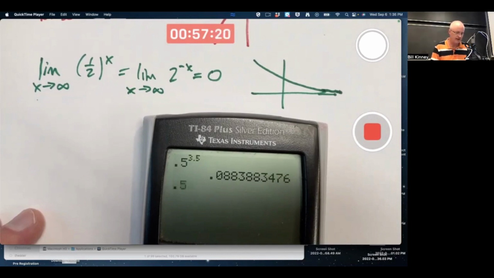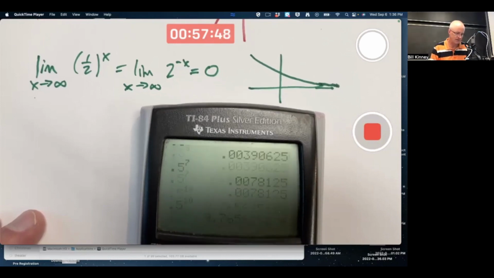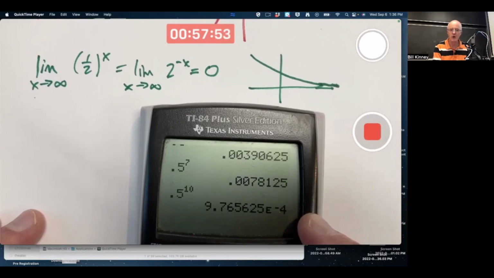How big to be within 0.01 of 0? Oh, I don't know, maybe 8 or something. Yeah, that's good enough. I guess 7 might be good enough. Yeah, 6 point something is good enough. There we're within 0.01 of 0. How big to be within 0.001 of 0? Maybe 10 is good enough. Yeah, in scientific notation, that's the same as 0.00097656. It's less than 0.001.